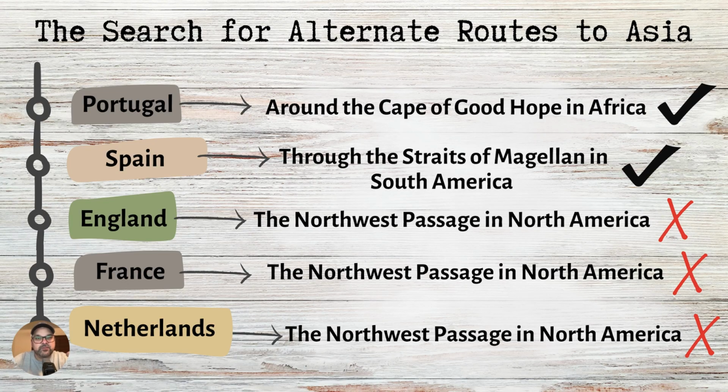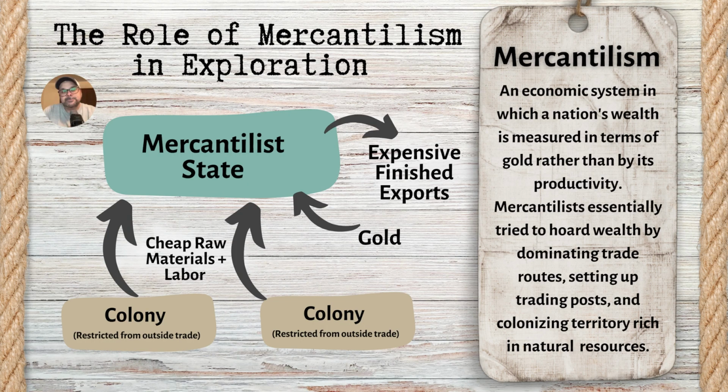But again, just to recap everything we've talked about thus far, this gives you that idea that only Portugal and Spain are successful at finding an alternate route to Asia. Now, lastly, all of the state-sponsored expeditions that we've talked about from Spain, Portugal, England, France, the Netherlands are fundamentally tied back to an economic system known as mercantilism. If you didn't get to jot down a definition of that here or earlier when we discussed it, the definition is here in slide 31.